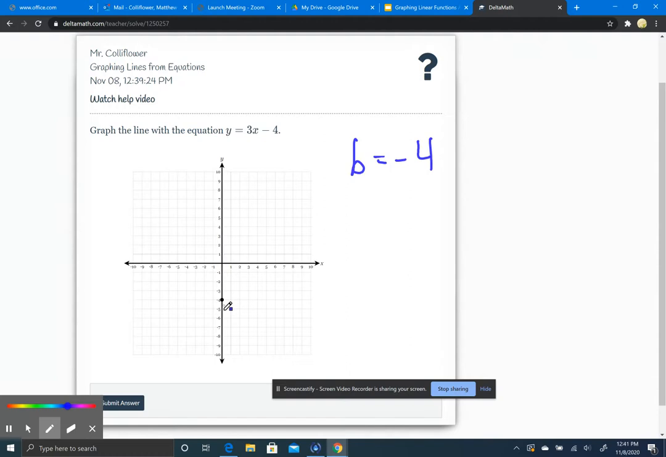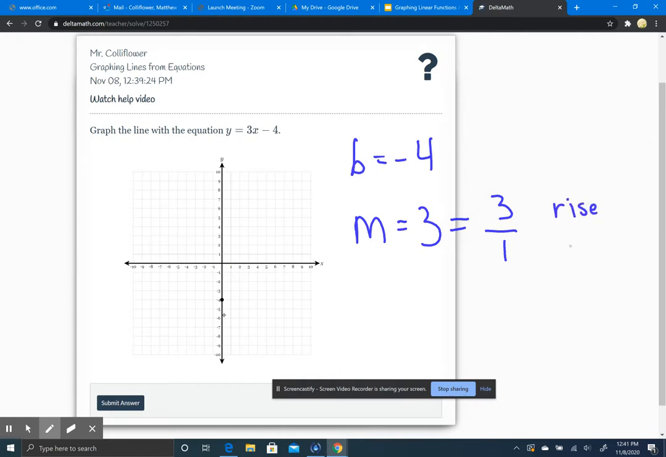Then the second step is to count our rise and our run. Well, what is our rise and our run? We know that our slope m equals 3, and 3 is a fraction of 3 divided by 1. And so I know that my rise is going to be 3, and that my run is going to be 1. So from my point here, I'm going to count up 3, 1, 2, 3, and I'm going to count to the right 1 and plot this point.